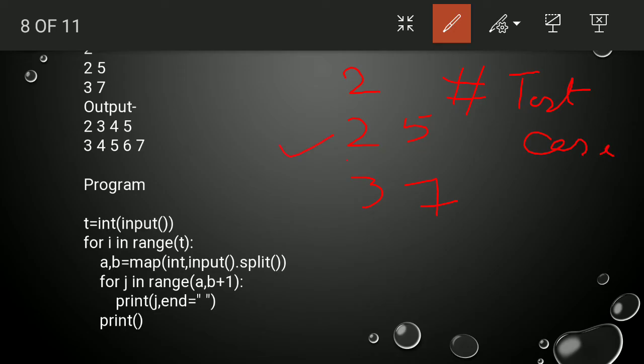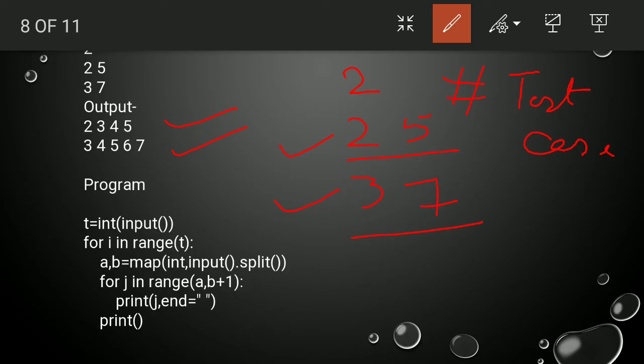One test case is 2 comma 5 and the second test case is 3 comma 7. And we want the output 2, 3, 4, 5 for the first one, and 3, 4, 5, 6, 7 for the second. So all these are pattern based questions. So we are writing the pattern only.